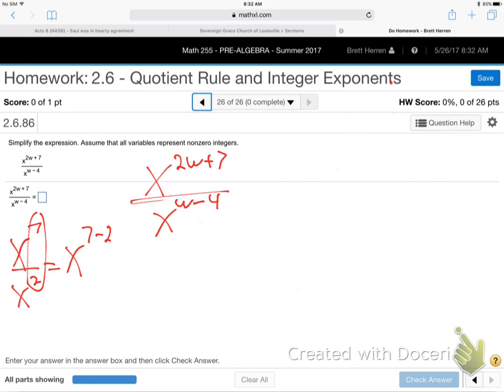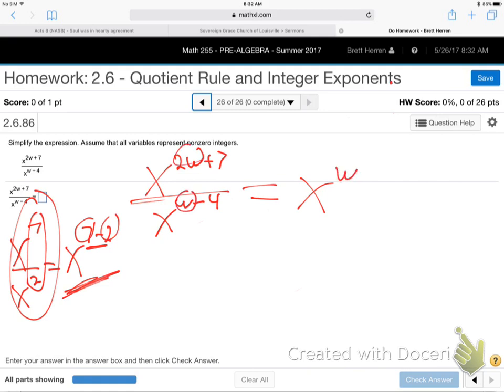So what have we learned again? When things are vertical, what do you do with their powers? Subtract them. You write a single x, and you subtract top power minus bottom. So let's just do that. 2w minus w is 1w, because it's 2w minus 1w. Then 7 minus a minus 4.